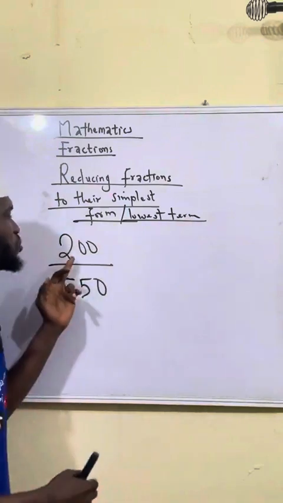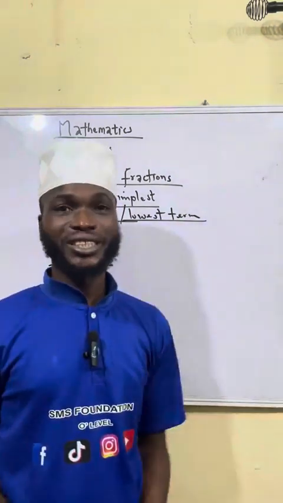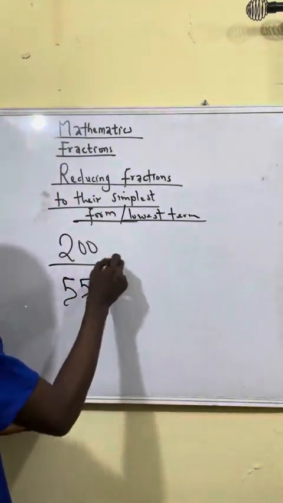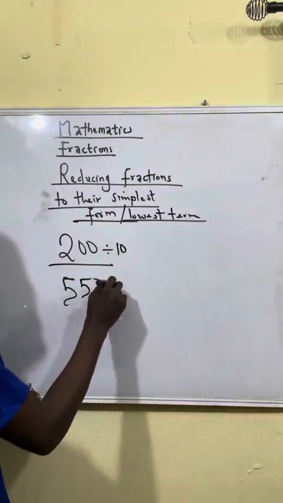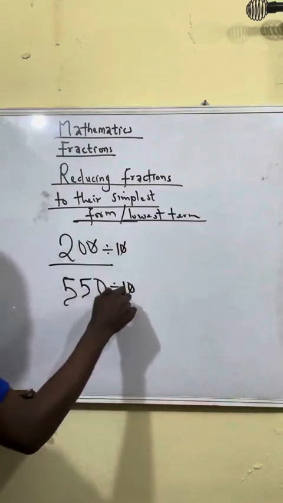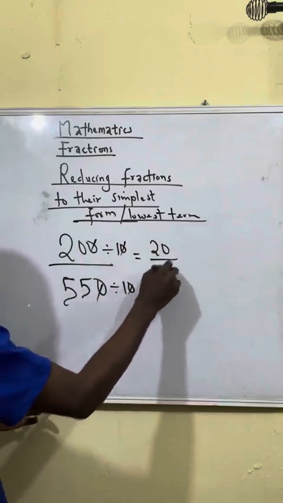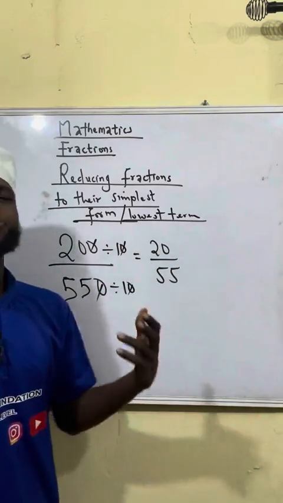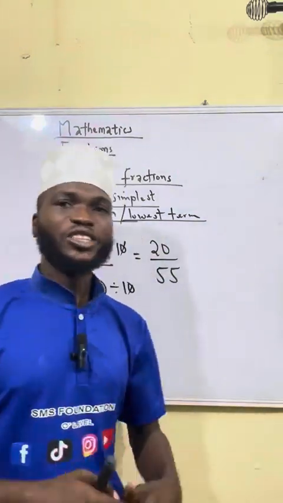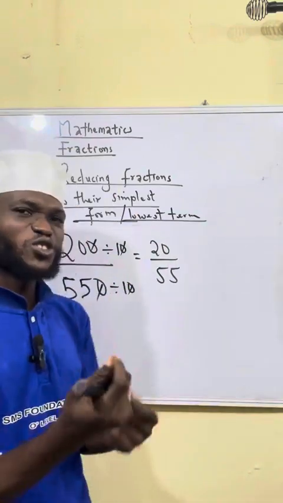So how do we do this? You may not even start with something big. You can start with something small. For example, I can start with 10. 200 divided by 10, so the 0 will just cancel out, and 550 divided by 10, the 0 cancels out, so I'll be left with 20 over 55. You don't need to think of something big, but if you can do it directly, no problem. But as a young student, you may choose something small first.